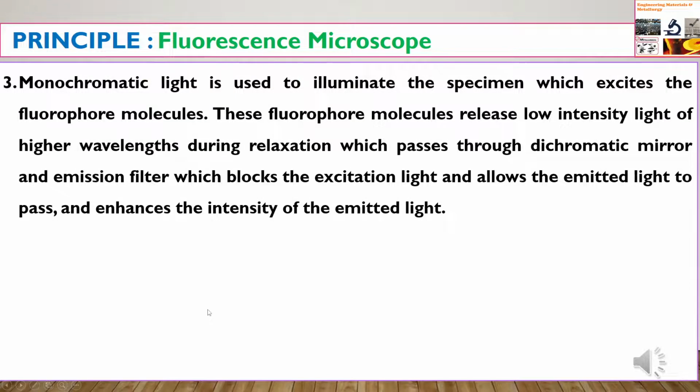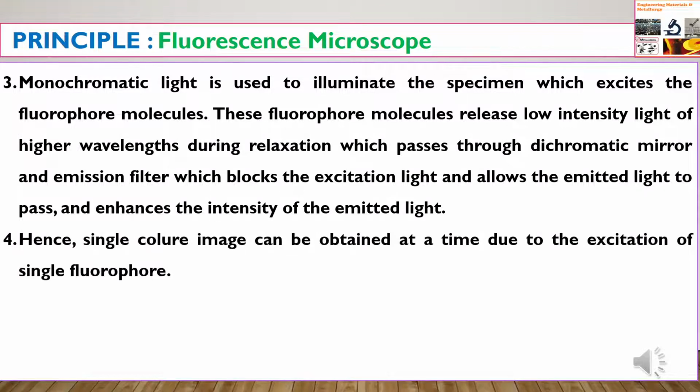Principle: fluorescence microscope. 3. Monochromatic light is used to illuminate the specimen, which excites the fluorophore molecules. These fluorophore molecules release low-intensity light of higher wavelengths during relaxation, which passes through dichromatic mirror and emission filter, which blocks the excitation light and allows the emitted light to pass and enhances the intensity of the emitted light.